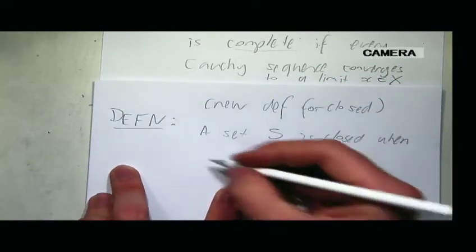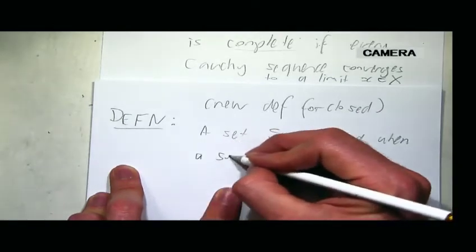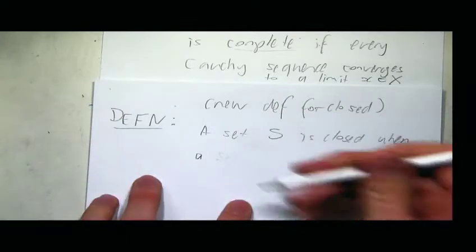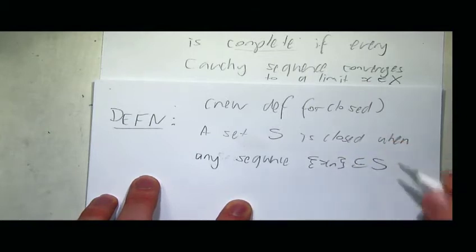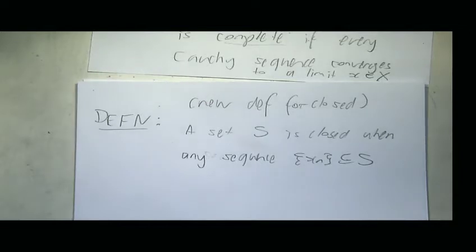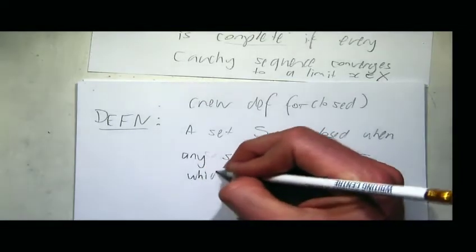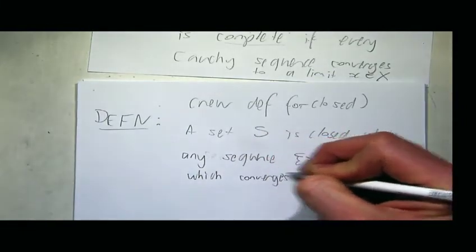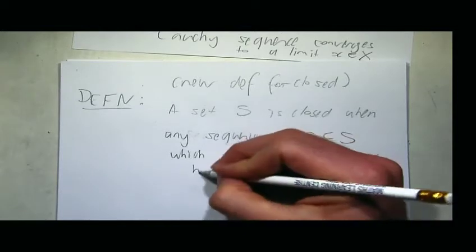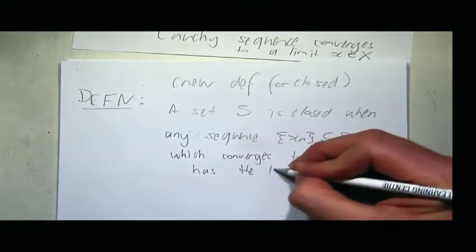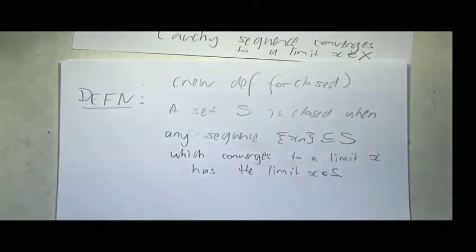A set S is closed when any sequence, all of whose elements are in S, which converges to a limit, has the limit inside S. So it's saying that if you happen to find a sequence which does converge, so a set is closed if no matter which sequence you happen to pick which happens to converge, then the limit is inside S.